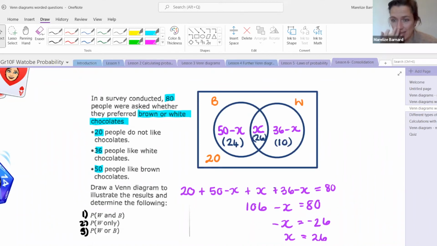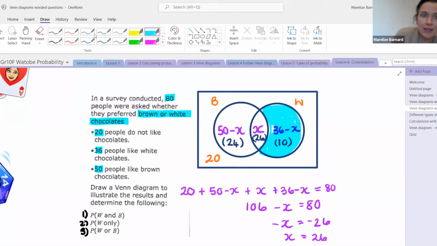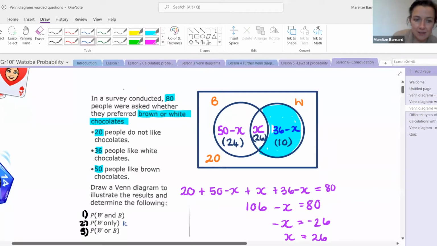Ntako, you're on the money. That's right, 1 over 8. And guys, don't just put an answer down if you don't know why it is right, okay? So if we are doing white only, we are looking at this part of the Venn diagram. This is white chocolate only. And the number of people who like white chocolate only is 10 out of 80. And that simplifies to 1/8.